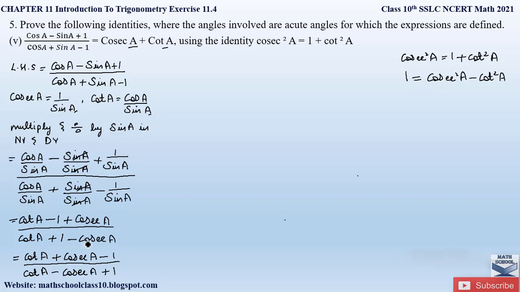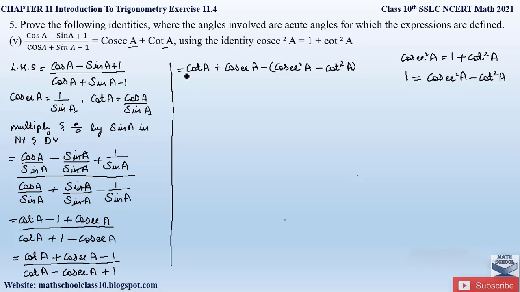So this is a very important step, which you have to remember in solving this problem. Okay, so cot A plus cosecant A minus into, we will write in the bracket, cosecant square A minus cot square A. Okay, the denominator will remain as it is, that is cot A minus cosecant A plus 1. Okay, so here in the numerator, in this bracket, it is of the form A square minus B square, which can be written as A plus B into A minus B. So this identity we will apply here.